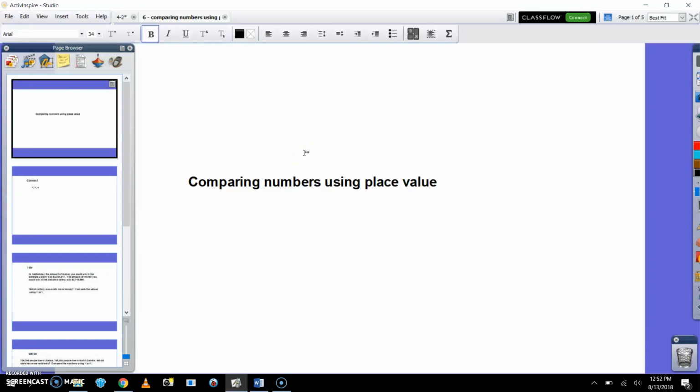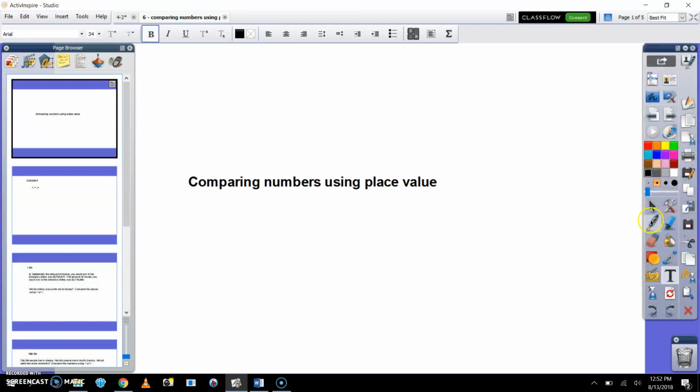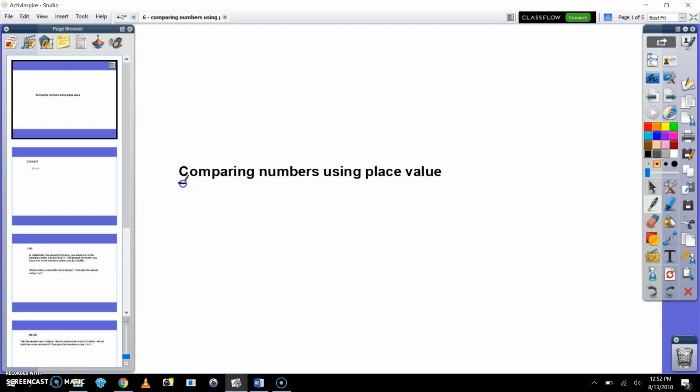Hello, 4th grade. What we are going to work on today is comparing numbers using place values.